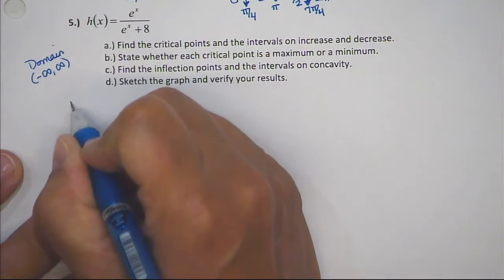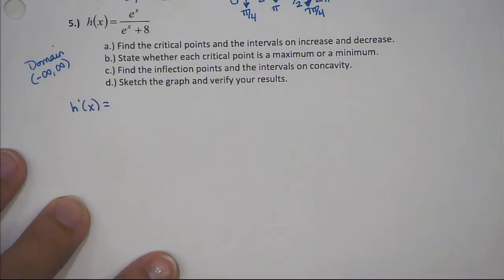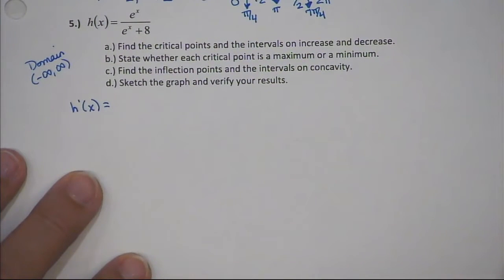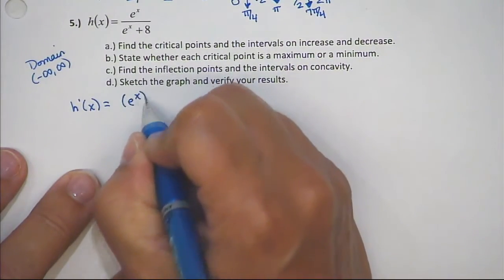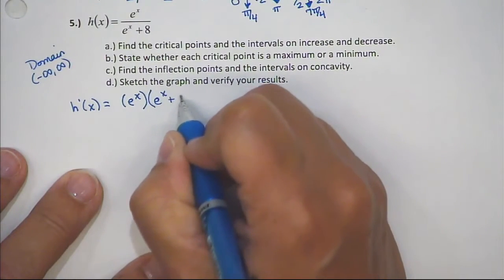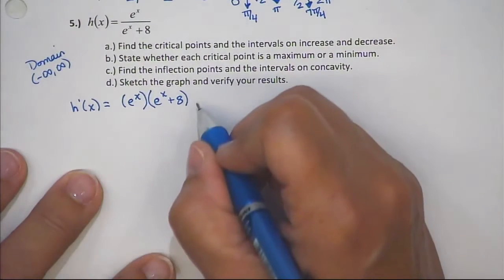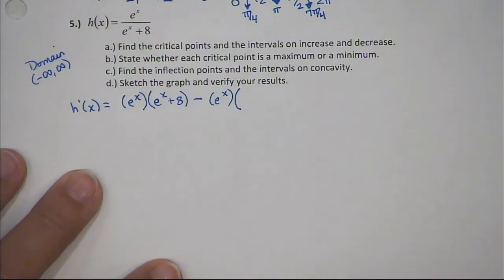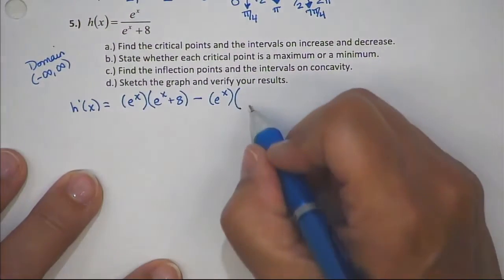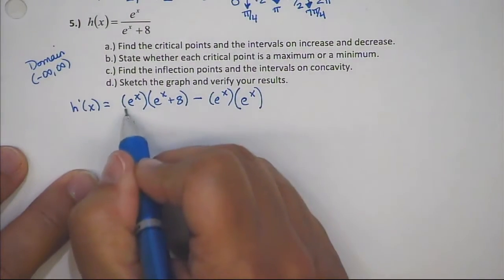Okay, so we're going to do h prime. All right, so quotient rule. The derivative of the top, which is e to the x, is e to the x, times the bottom, leave it alone. Minus the top function, e to the x, times the derivative of the bottom. The derivative of the bottom function would be e to the x, and then 0 for the 8, right? So we just have e to the x times e to the x, all over the bottom squared.